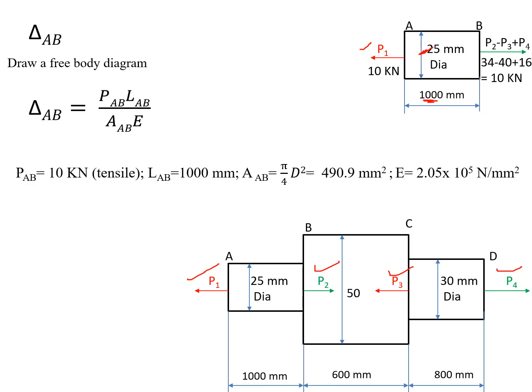And the E value is given in the data, that is 2.05 into 10 to the power 5 Newton per mm square. So substitute all these values in the above equation. We will get the deformation of AB equal to 0.099 mm. One more thing to observe is that this deformation is caused by the tensile force, so elongation will occur, and we consider the plus symbol.